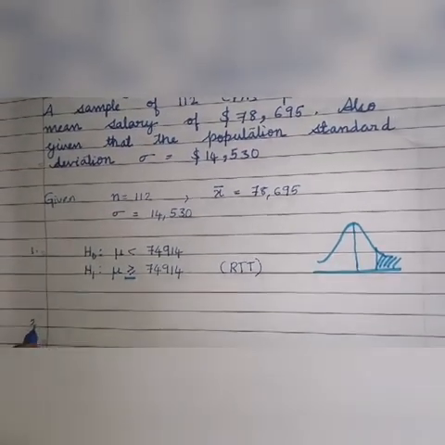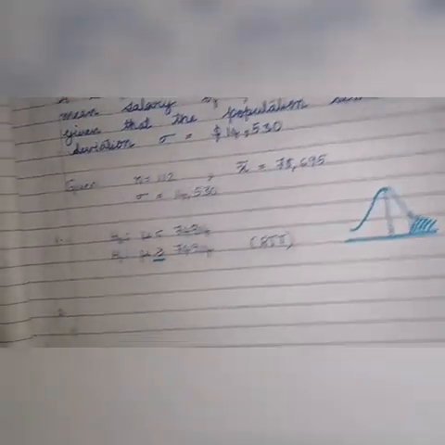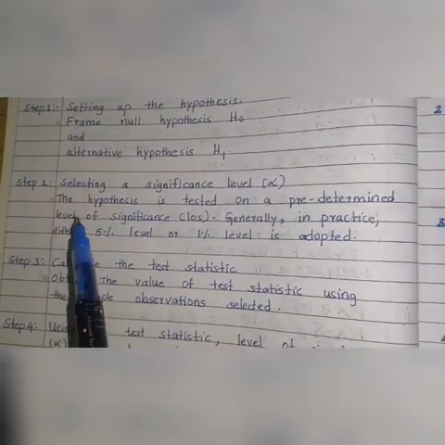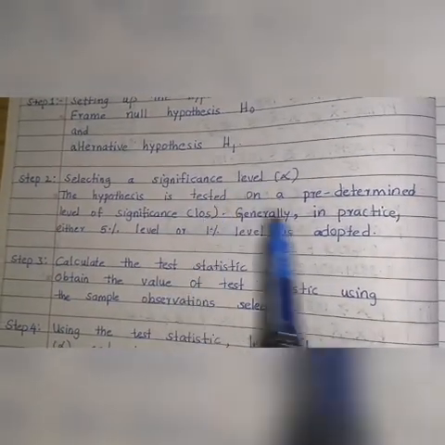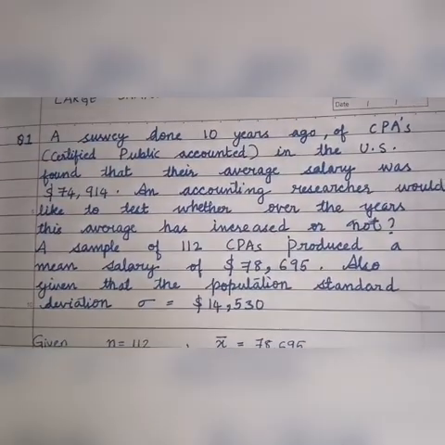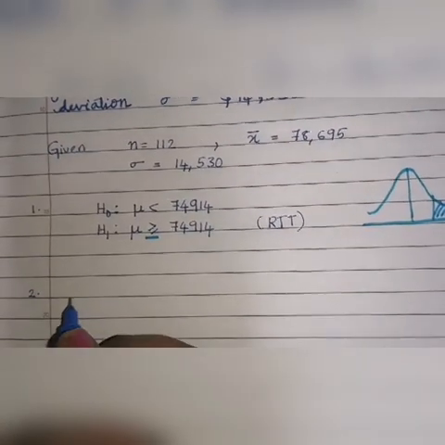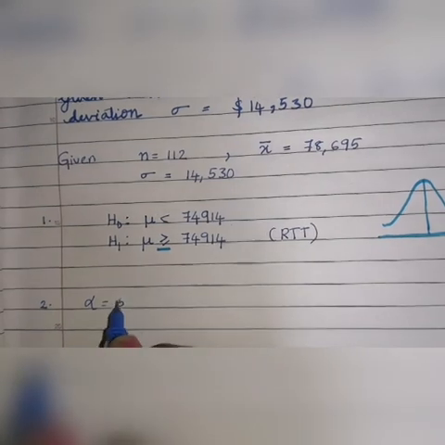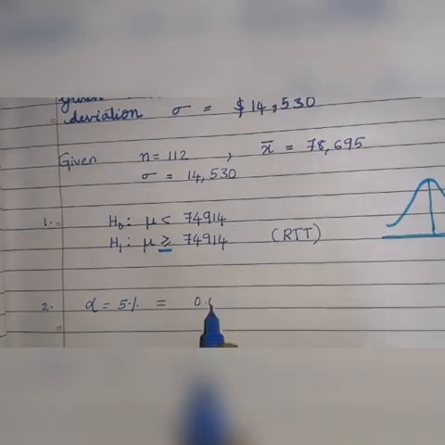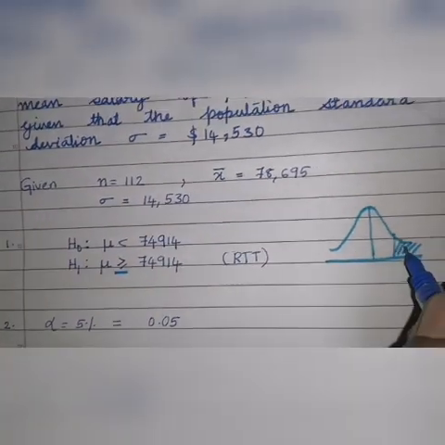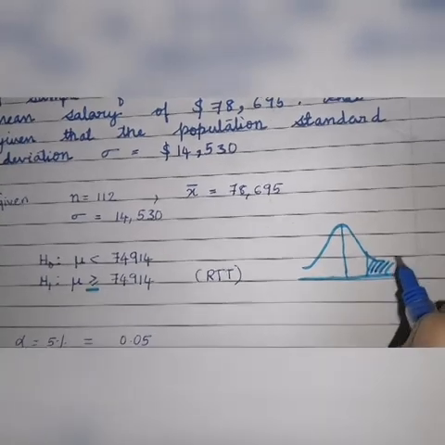Now coming to the second step, what are we supposed to do? If you remember, in the second step we have to select the level of significance alpha. In the question we have not been given the level of significance, hence we will assume the level of significance alpha to be 5%. So alpha is equal to 5%, that is 0.05. The critical region will be 0.05.